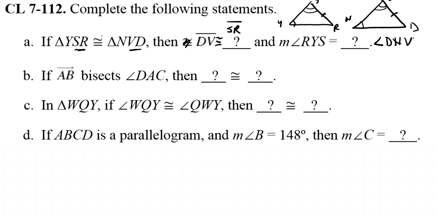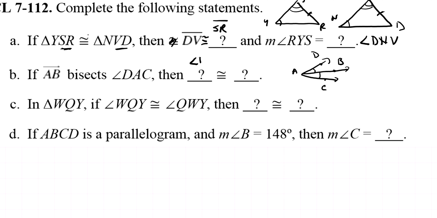In B, it says if ray AB bisects angle DAC, then what is congruent to what? Well, if we have an angle and it is DAC, and if ray AB bisects it, so here's my ray AB, then that means this angle here would equal this angle because AB is the bisector. So we would say angle DAB is congruent to angle BAC.